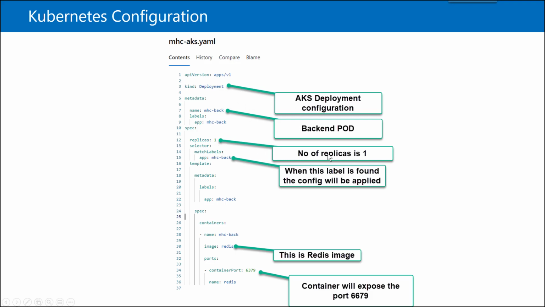Here we are using number of replicas 1, and label. When this label is found, the config will be applied based on the pod where the label is kept. So if suppose the label is different, then the configuration pertaining to that particular label will be applied to that pod. And here the specification is, this is a Redis image, and in this case the container will be using the 6679 port.